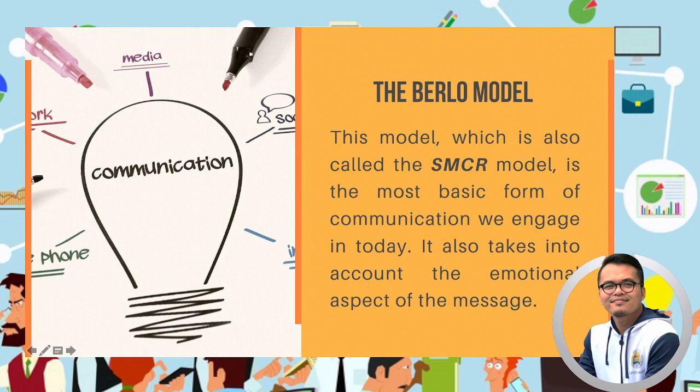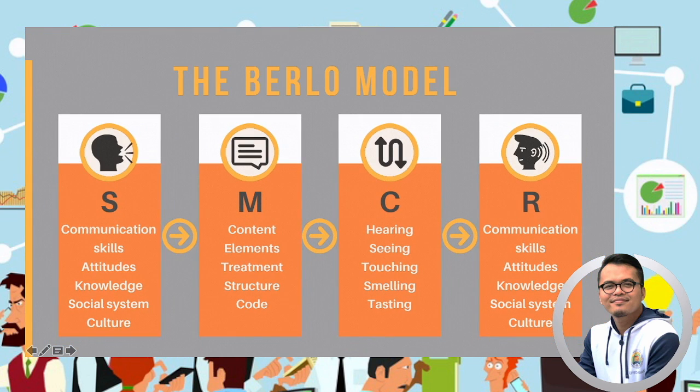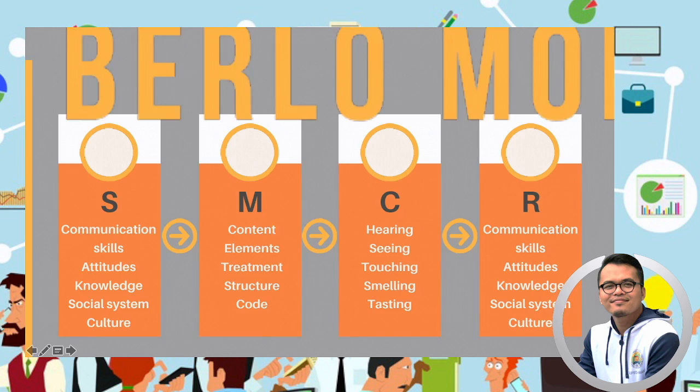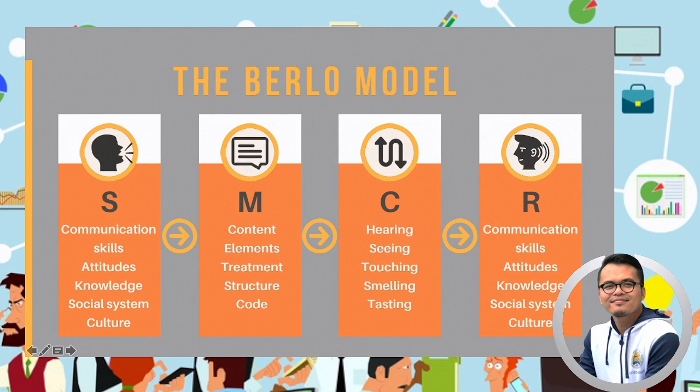The Berlo Model. This model, which is also called the SMCR model, is the most basic form of communication we engage in today. Berlo identified 4 components to describe the communication process, which are the sender, the message, the channel, and the receiver. This model also takes into account the emotional aspect of the message. S stands for the source or the sender. How does he transfer information to the recipient? It's done with the help of communication skills, attitudes, knowledge, social system, and culture.